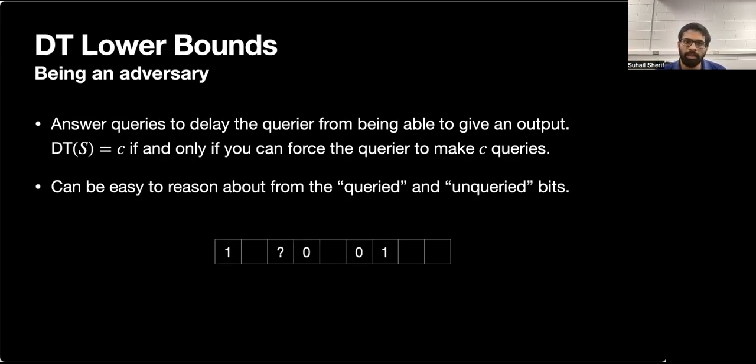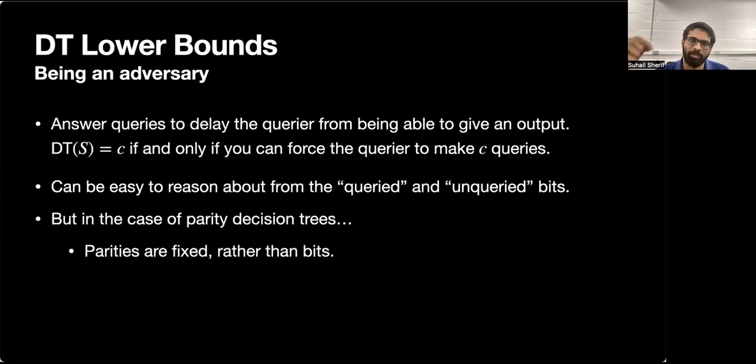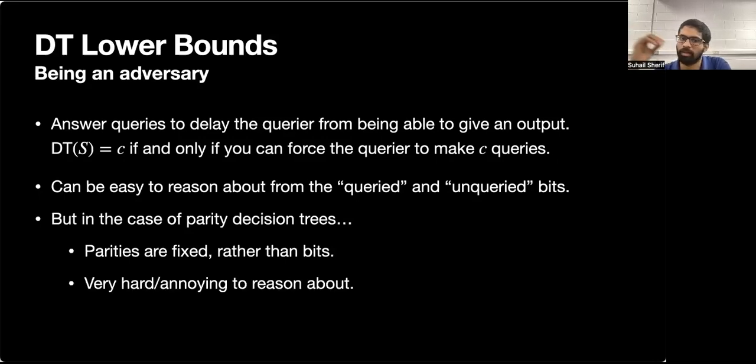But in the case of parity decision trees, we're not fixing bits. There are no queried and unqueried bits. Instead, there are parities that are queried. And this can be very hard to reason about. And I believe it's the main reason why we don't have as many parity decision tree lower bounds. So we did what people generally do in such a situation.